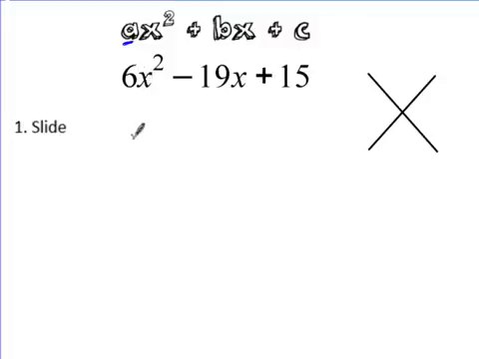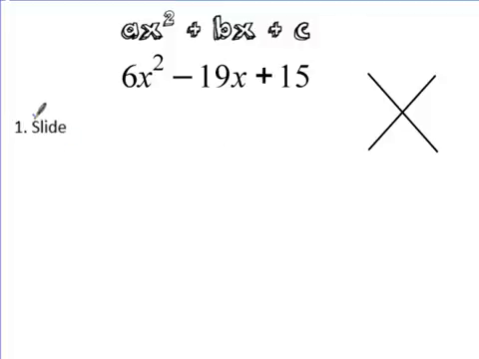We can't follow our old rules of just do this and then fill in the x, because remember when we factor, it has to distribute back out to the original. If I multiply x times x, that would give me x squared, but I need 6x squared. So we have to change our process a little bit.